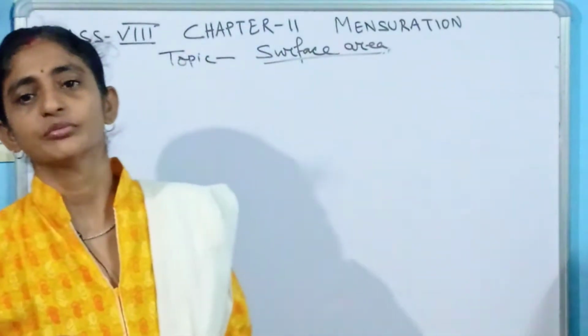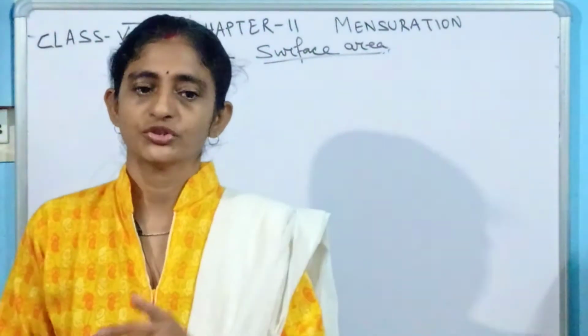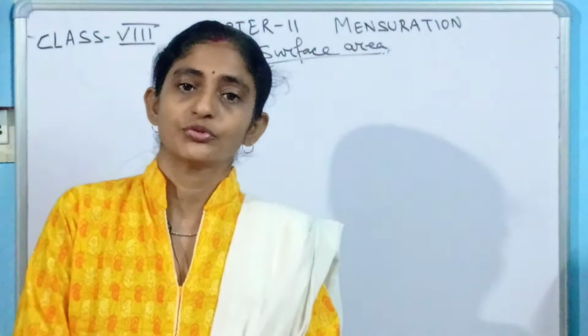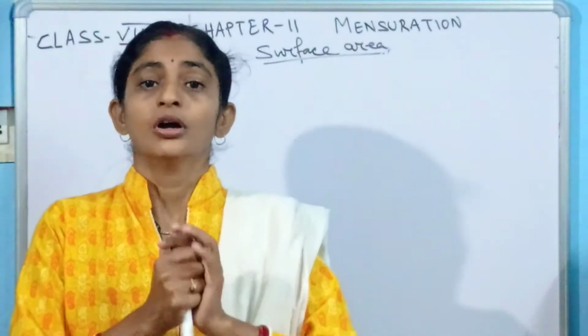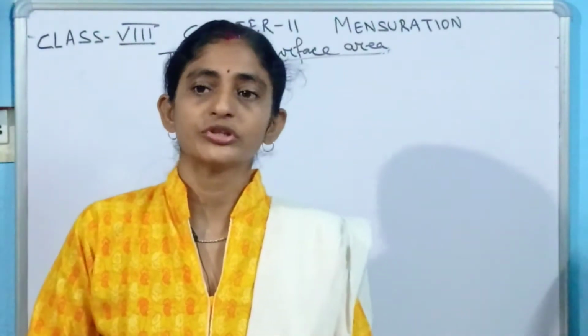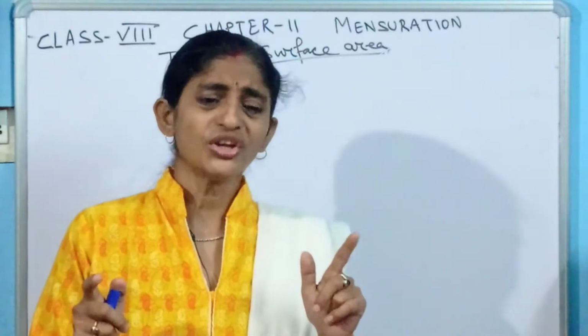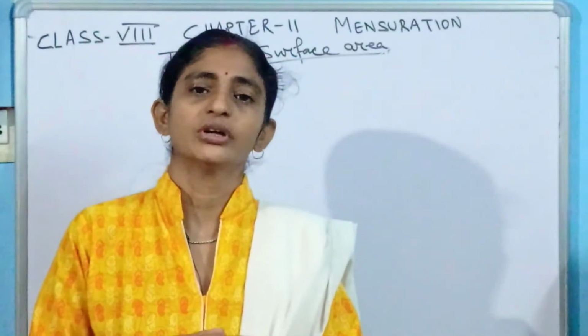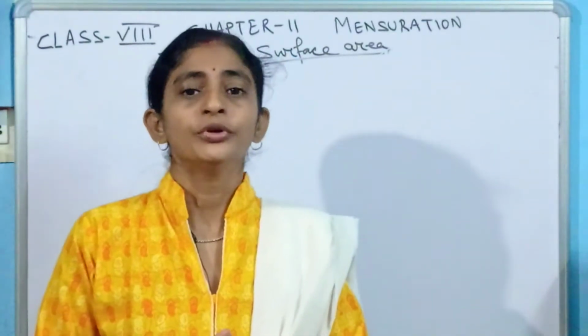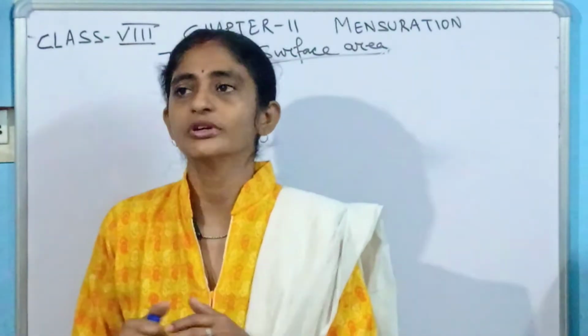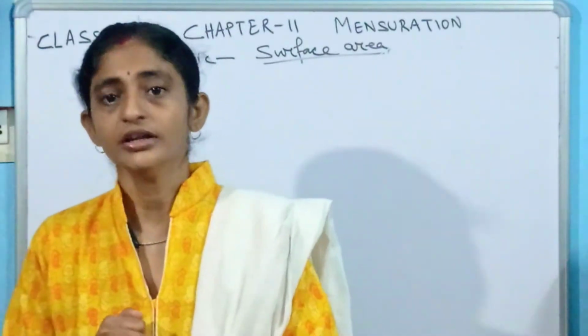Already we have discussed the area of some geometrical shapes. Then we discussed the area of some special quadrilaterals like a trapezium, rhombus, etc. And today we are going to discuss the surface area of certain solid shapes. So here we will discuss cube, cuboid and cylinder.